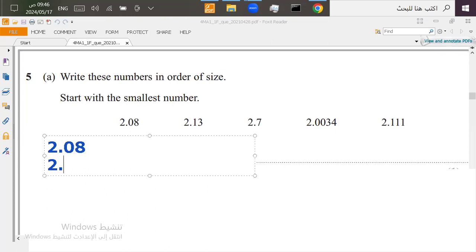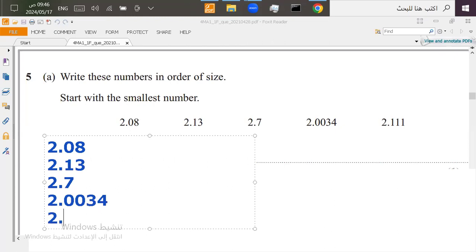Second one, 2.13. Then 2.7. And then 2.0034. And the last one, 2.111. Now, I noticed that all of them don't have the same number of numbers. For example, this one has three numbers, 3, 2, 5, 4. Now, I have to make them the same by filling the gaps with zeros.